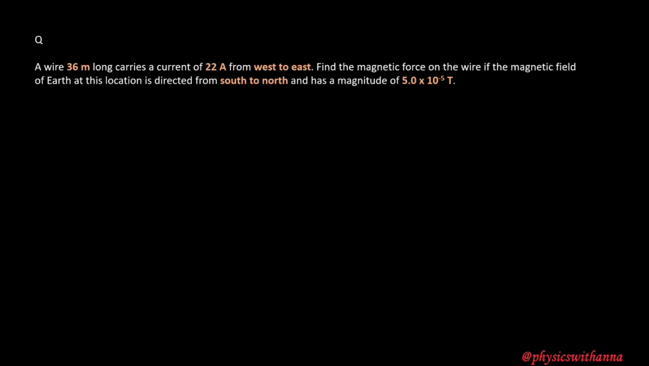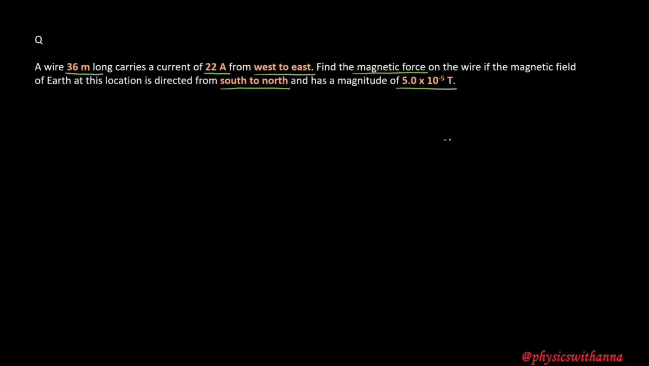In this video, we are going to discuss problems based on force acting on a current carrying wire placed in a magnetic field. The question says a wire 36-meter long carries a current of 22 ampere from west to east. Find the magnetic force on the wire if the magnetic field of Earth at this location is directed from south to north and has a magnitude of 5 times 10 to the power negative 5 Tesla.